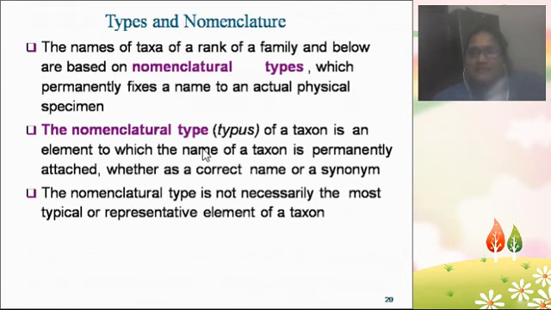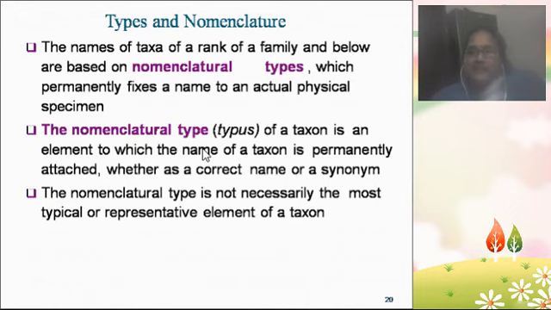Now coming to the next one, nomenclature types. So what are the different types of nomenclature? Nomenclature means naming. Botanical nomenclature means naming of a plant. Okay, nomenclature types. What are the different types of nomenclature?